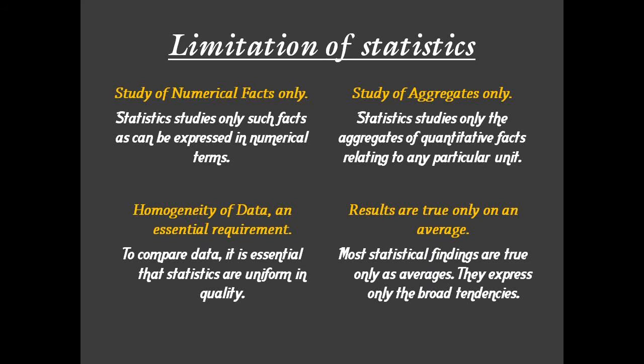For instance, if it is said that per capita income in India is rupees 50,000 per annum, it does not mean that the income of each and every Indian is rupees 50,000 per annum. Some may have more and some may have less.